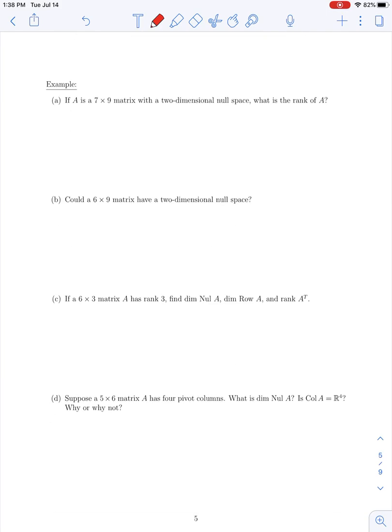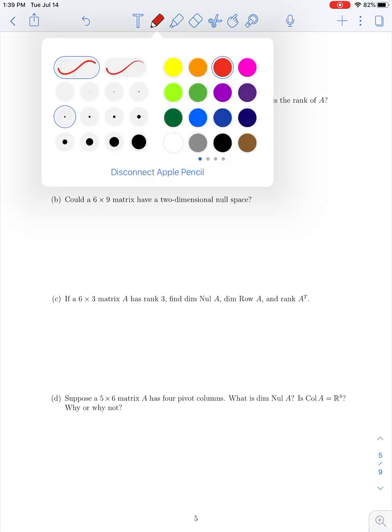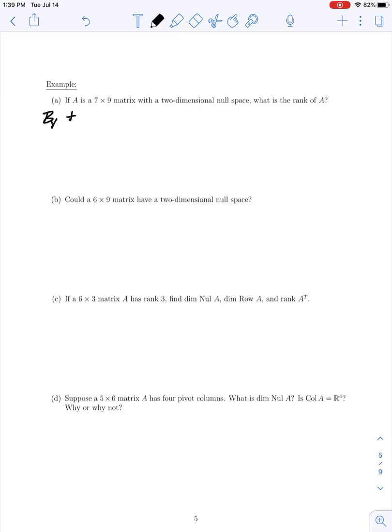All right. So let's look at some other examples making use of the rank theorem, or the rank nullity theorem. So in this next one, we are asked if A is a 7×9 matrix with a 2-dimensional null space, then what is the rank of A? So let's recall by the rank theorem, the sum of the rank of our matrix A plus its nullity, which is the dimension of the null space of A, has to equal the number of columns of our matrix. So here, the rank of A is what we're after.